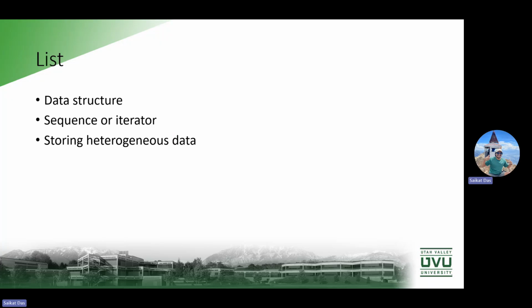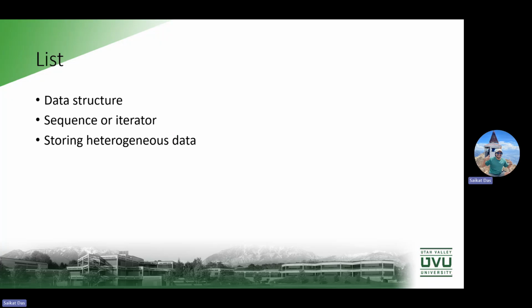What does it mean to be a sequence? Have we used a sequence before? In a string, right? A string is a sequence of characters. That means we can start from the beginning and sequentially go through to the end of the string. Similarly, a list is a sequence of data. That means we can iterate over the data. And it can store heterogeneous data.